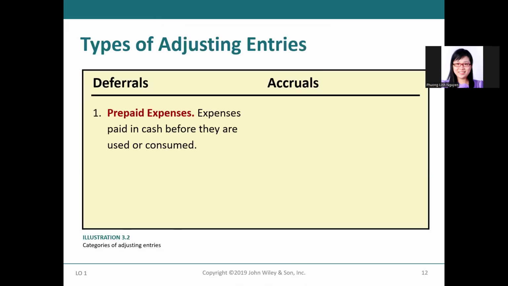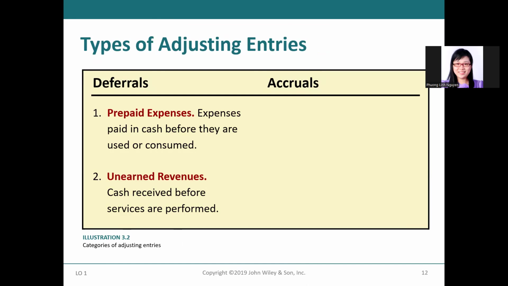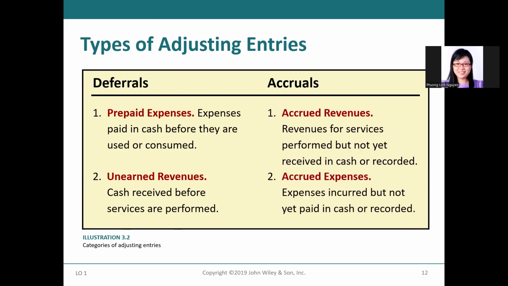So there are two types of adjusting entries that we have, deferrals and accruals. Today we're going to look at the deferrals. Deferrals include the type of accounts like prepaid expenses, unearned revenues, and so on. And accruals include accrued revenues and accrued expenses. I'm going to explain more about this later.